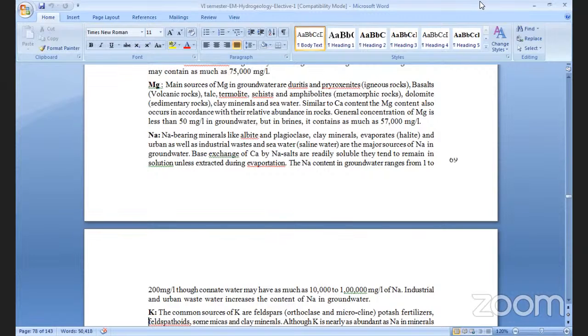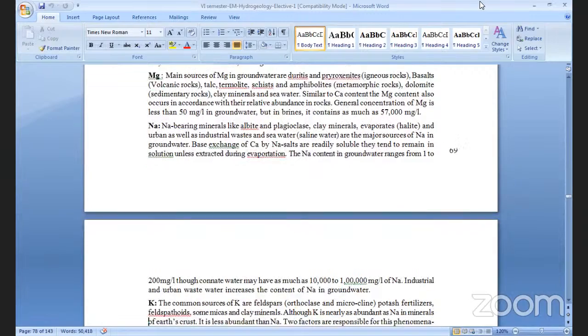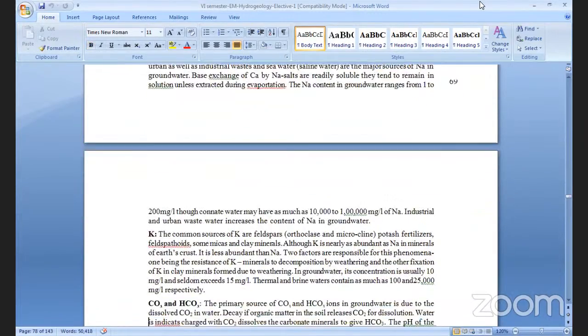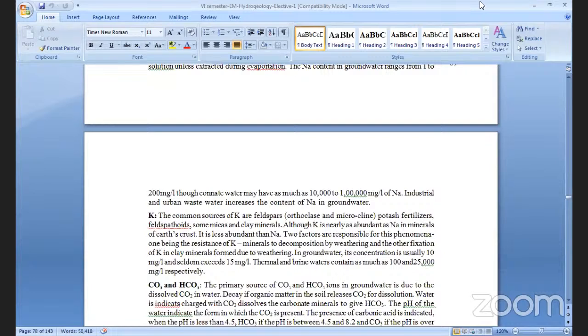Connate water sometimes may have 10,000 to 1 lakh milligrams per liter of sodium. Generally in industrial areas and urban wastewater, the value is going to increase because other pollutants are added, so that the groundwater position is going to be contaminated.